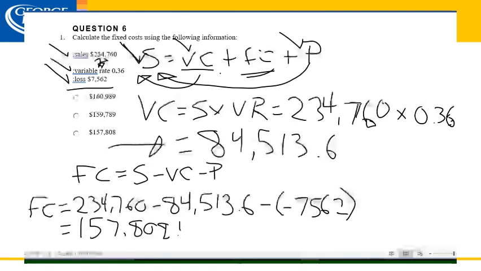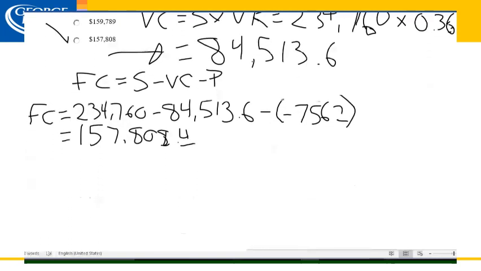$157,808.40. Okay. So in this case, even though there's a decimal point, we would select C. Again, there's a lot of C's in this. Okay? Alright, moving on down the question list.